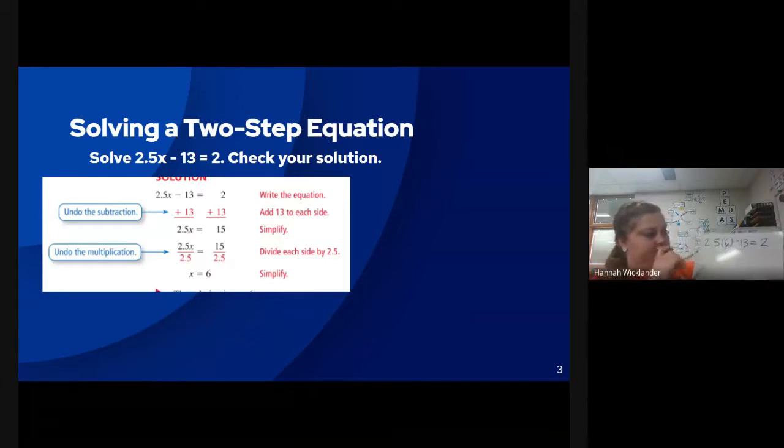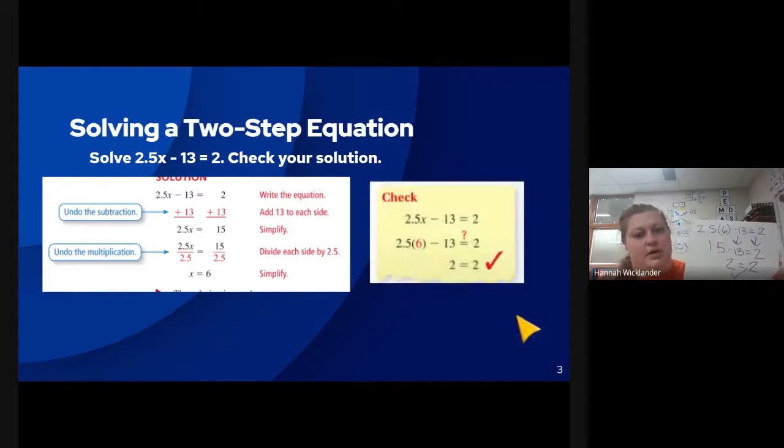So 2.5 times 6, what does that give me? So right here, I did 15 divided by 2.5 and I got 6. So 6 times 2.5 gives me 15. Bring down my negative 13 equals 2. 15 minus 13 gives me 2. 2, in fact, does equal 2. So I checked my solution and it was correct.